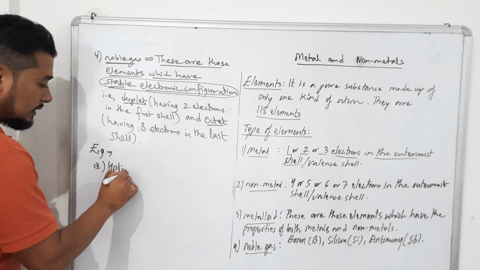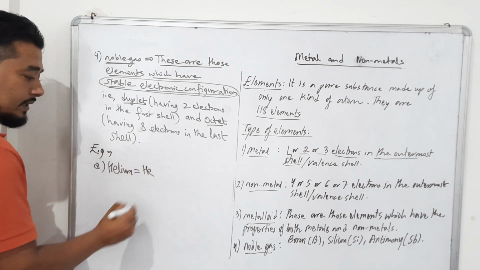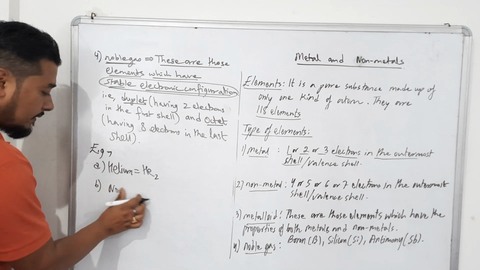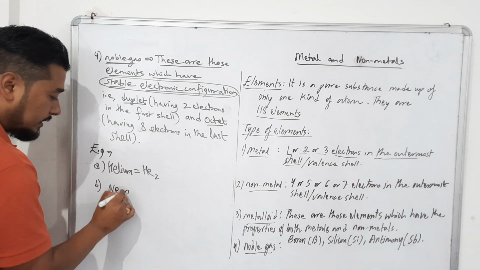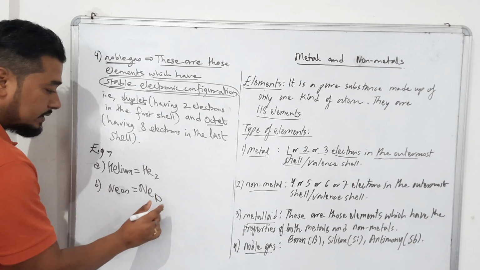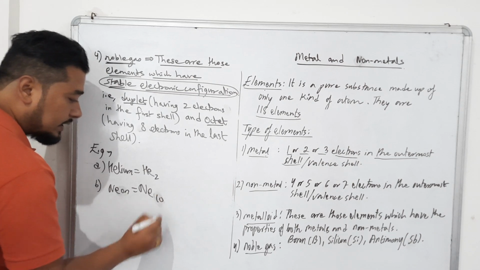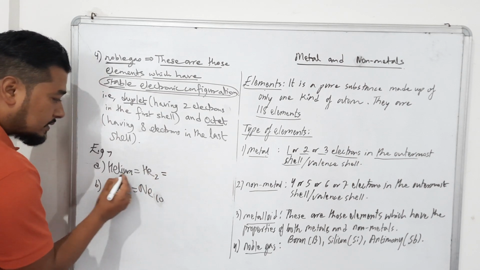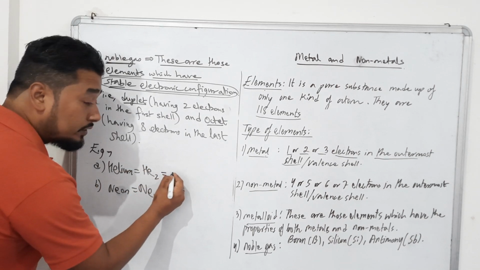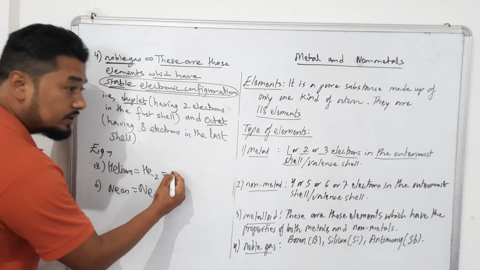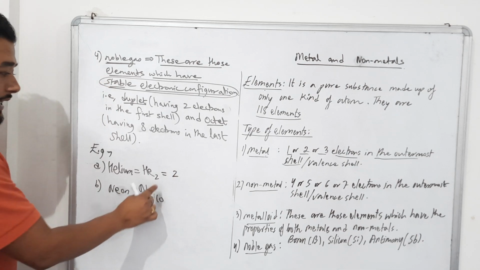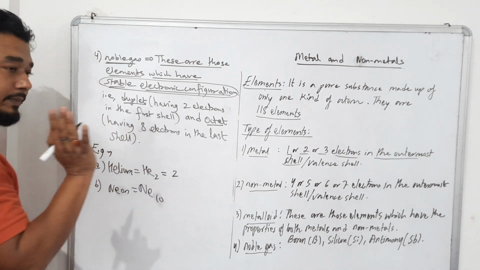Helium, symbol is He, and its atomic number is 2. And another one you can give is neon, symbol capital N small e, whose atomic number is 10. So let us do the configuration. Since the atomic number of helium is 2, how will you distribute the electrons in the shells? The rule you remember: 2, 8, 8, 18, 18, 32, 32. So you put only 2 in the first shell. 2 is gone, so no other electron is left.